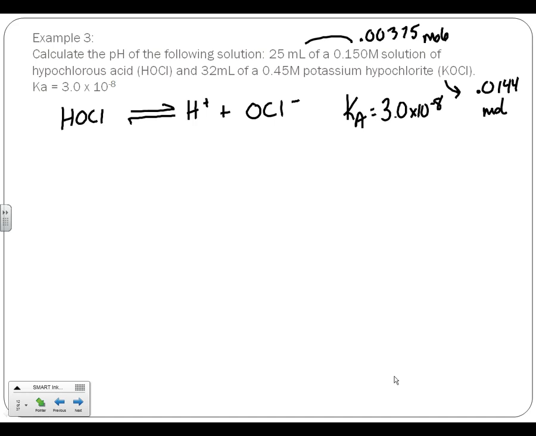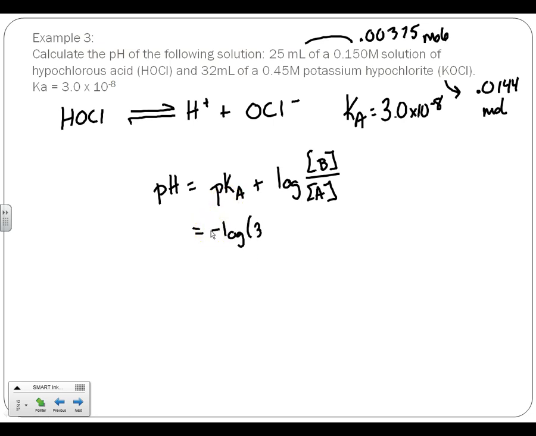So we could do this with an ICE box, but let's try our Henderson-Hasselbalch equation. pH equals pKa plus the log of your concentration of base divided by your concentration of acid. Now here's another little lazy shortcut that I like to take. So pKa, this is your negative log of your Ka. So negative log of 3.0 times 10 to the negative 8th.